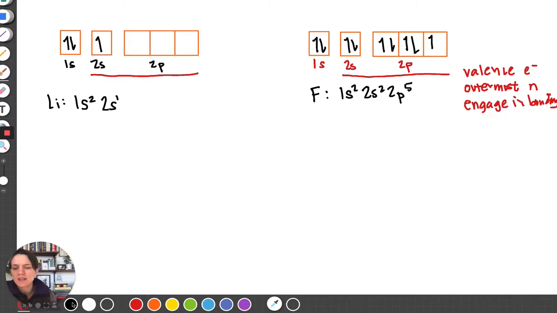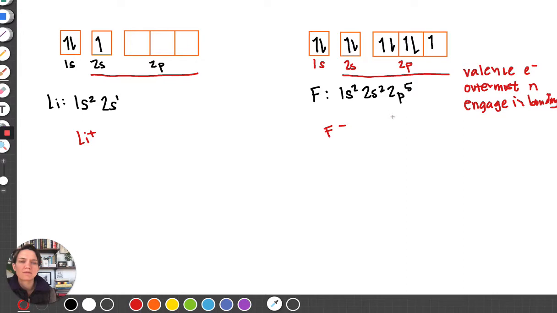So let's just think about what we know about lithium and the kind of ion that it forms. Okay. So we know that lithium forms a positive 1 ion and fluorine forms a negative 1 ion. And now we can start to appreciate exactly why, when we look at our orbital diagram.